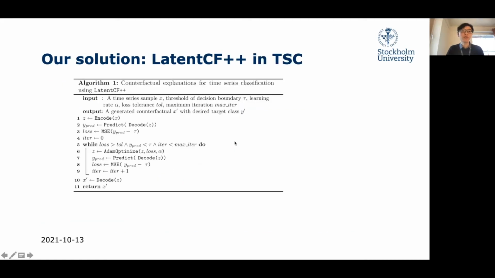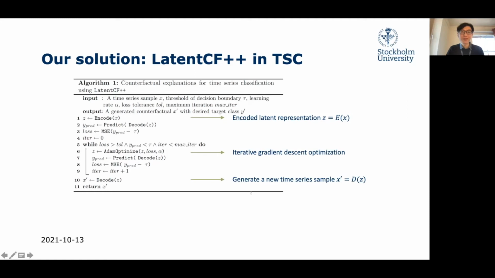So here is our solution, LatentCF++, for time series counterfactuals. We have an input time series sample X, with a bunch of different hyperparameters. In the beginning, we take the input X and encode it to the latent space Z, then decode it and predict y pred, which is the same as y hat. Then we use the MSE function to measure the loss, and next we do an iterative gradient descent update using Adam optimization. After that, we decode, predict, and measure the loss iteratively through this while loop. By the end of the algorithm, we generate a new time series sample X prime using the decoder.